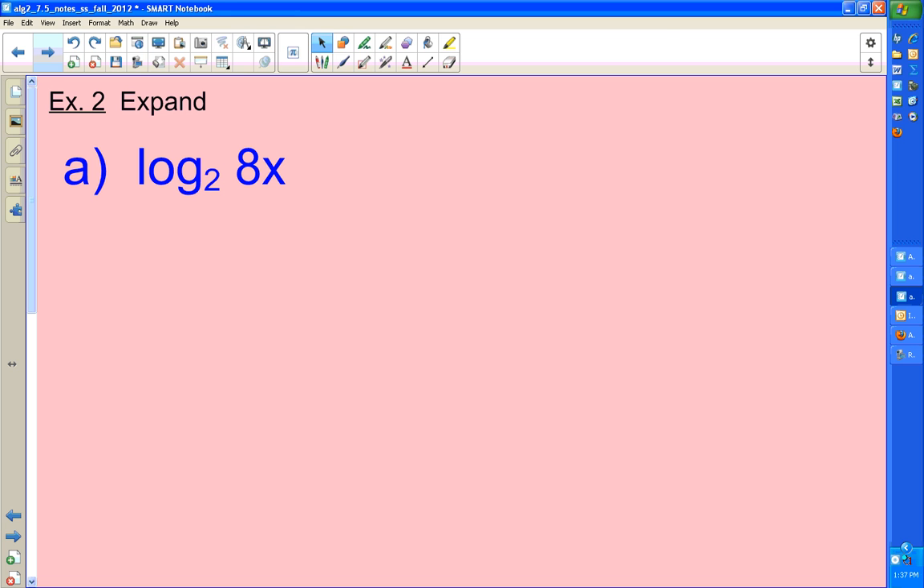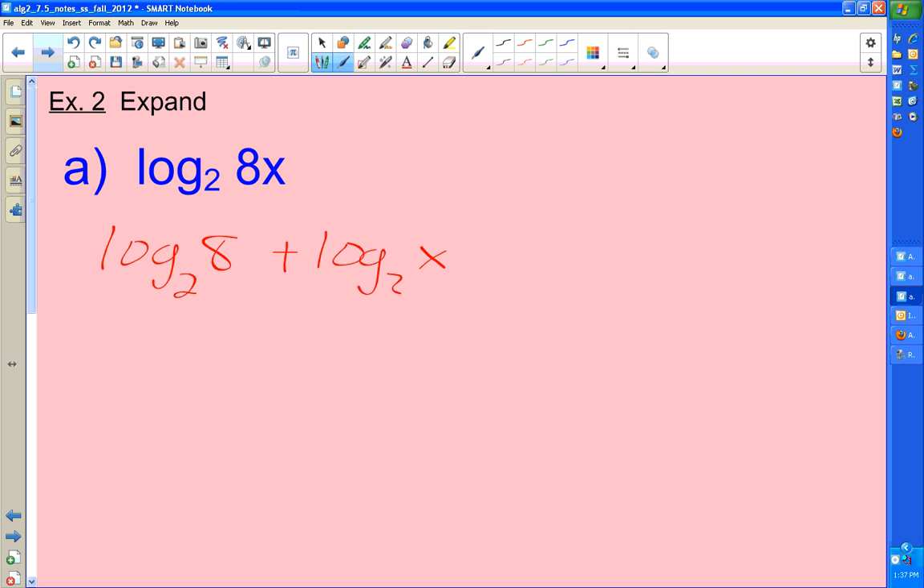What's it going to look like if we expand this? 2 to the x equals... No. It's log base 2 of 8 plus log base 2 of x. And then, of course, 2 to the 3rd. So what's log base 2 of 8? What is it? 2 to the what? Log base 2 of 8 equals 3.